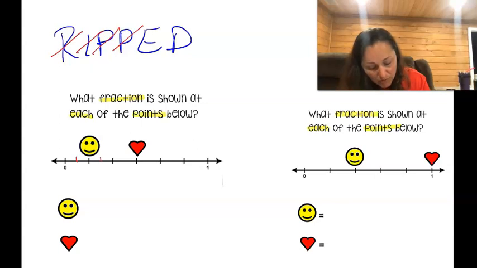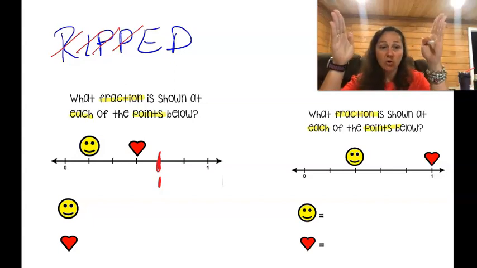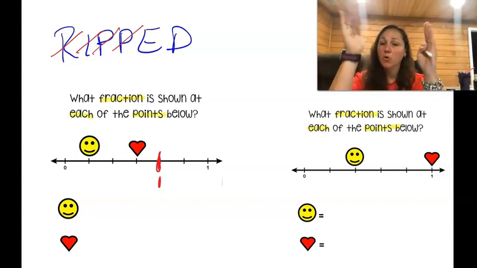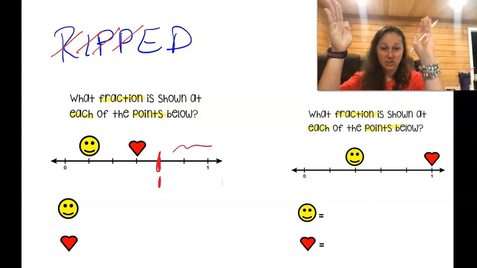One, two, three, four, five, six. There are six pieces in between the zero and the one. So you're looking at how many pieces there are between the zero and the whole. If the whole was in a different spot, I would count from the zero to the whole. You only go from zero to the whole, or from one to two. You are counting from whole to whole. Even though I might have more of that number line, I wouldn't count that far. I'd only count from the zero to the whole.